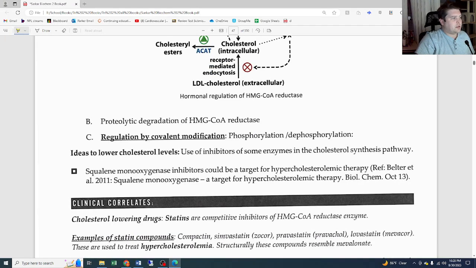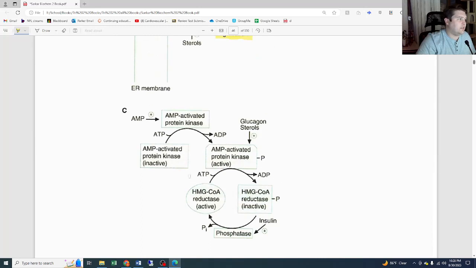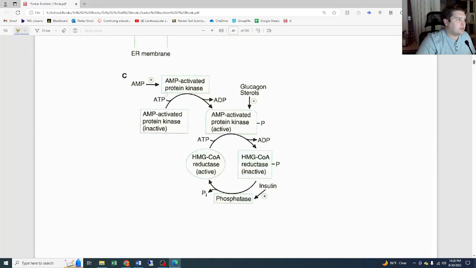And also regulation by covalent modification, those phosphorylation and dephosphorylation reactions, where the AMP activated protein kinase with ATP, and then the different glucagon sterols are going to activate the protein kinase, which will then phosphorylate it to inactivate it, or dephosphorylate it to reactivate it.